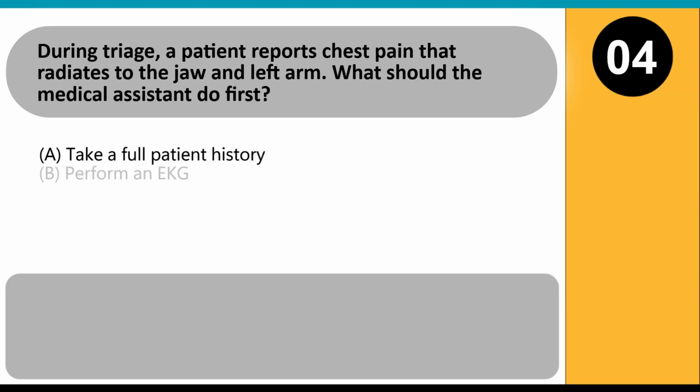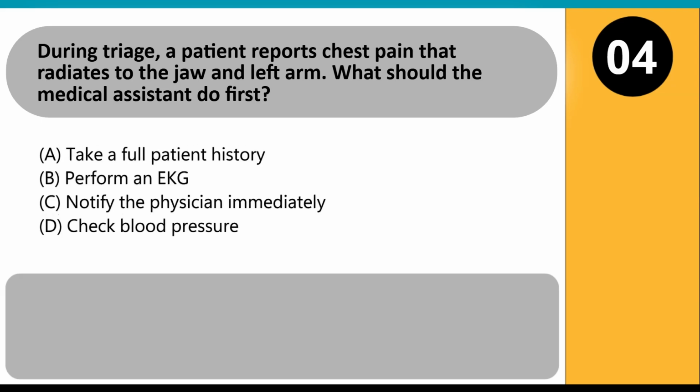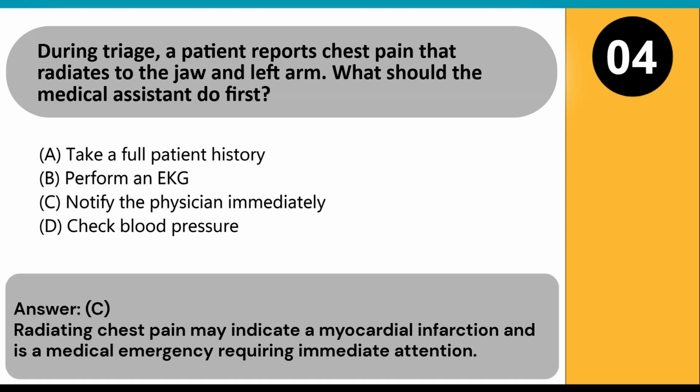During triage, a patient reports chest pain that radiates to the jaw and left arm. What should the medical assistant do first? A. Take a full patient history. B. Perform an EKG. C. Notify the physician immediately. D. Check blood pressure. Answer: C.